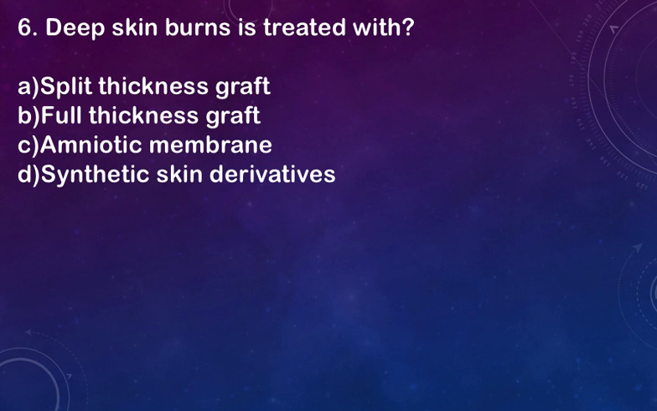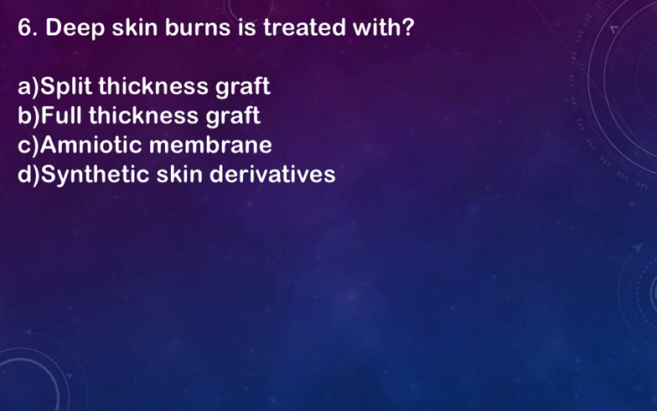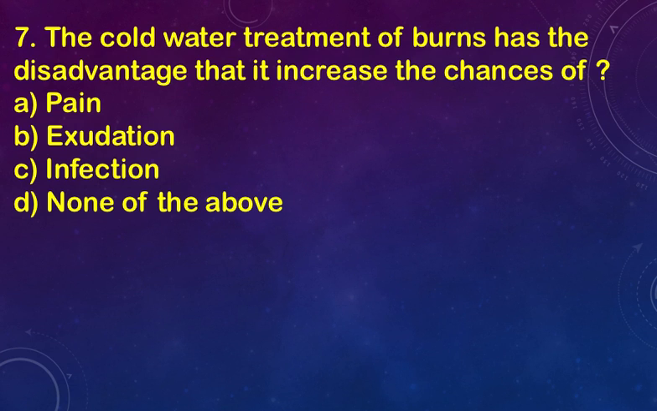Next question, question number 6. Deep skin burn is treated with option A, split thickness graft, B, full thickness graft, C, amniotic membrane, and D, synthetic skin derivatives. Right answer is A, split thickness graft. So deep skin burn is treated with split thickness graft.